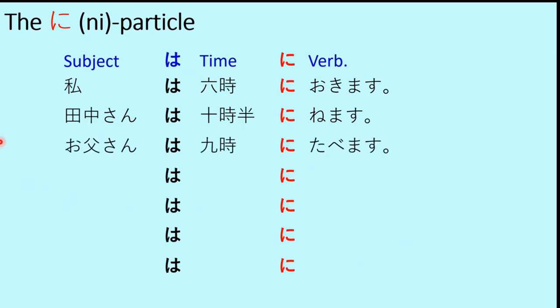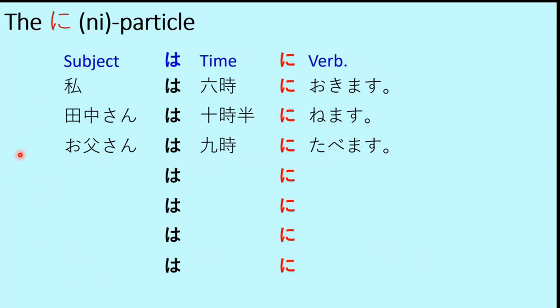This is Otosan. Otosan is father. We had studied this kanji in one of our kanji lessons. So this is Otosan or father, and informally you can also write chichi. So chichi wa 9時に tabemasu. Otosan wa 9時に tabemasu means my father eats or takes his meal at 9 o'clock. Otosan or chichi wa kuji ni tabemasu. My father takes his meal at 9 o'clock.